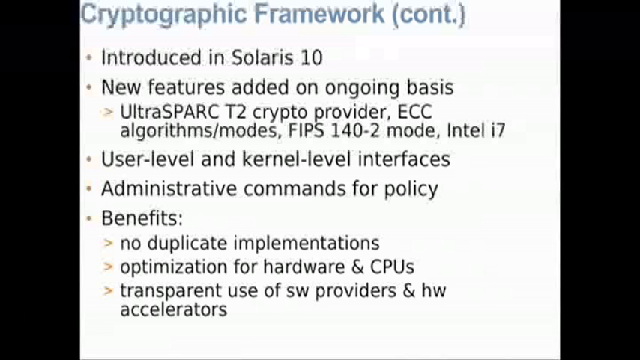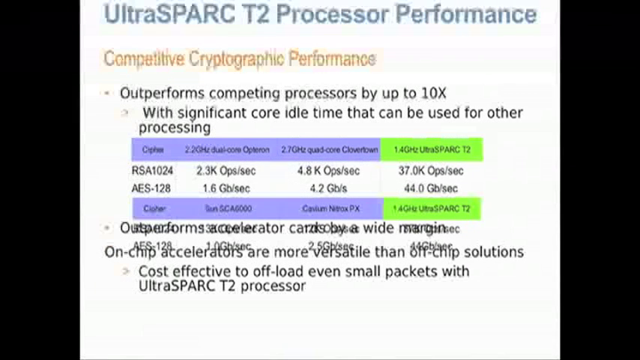As an example of how fast the UltraSPARC T2 processor is when used through the encryption framework, the slide didn't render very well. Comparing it to a general purpose quad-core Opteron or Clovertown processor, you can see it is significantly faster on RSA. And again, significantly faster on AES.